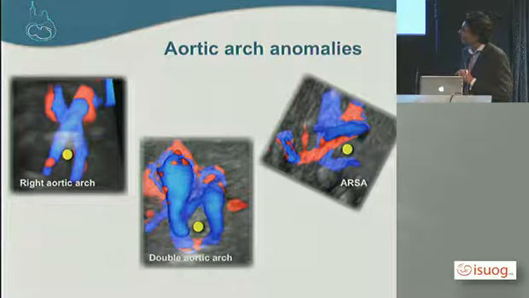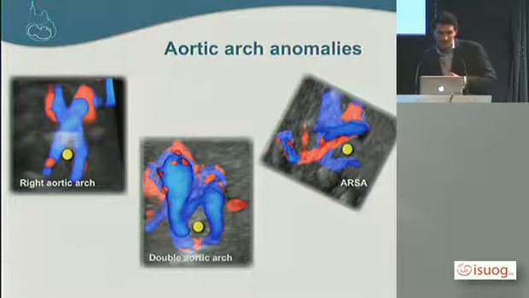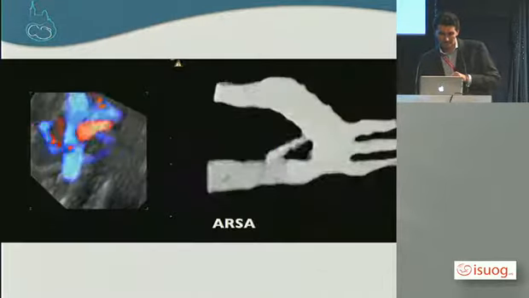Here we can see a very uncommon situation of a double aortic arch with the right arch larger than the left one. That is an unusual situation. And here, what Rabbi described very well some years ago, what we now call a very interesting thing, the abnormal right subclavian artery.